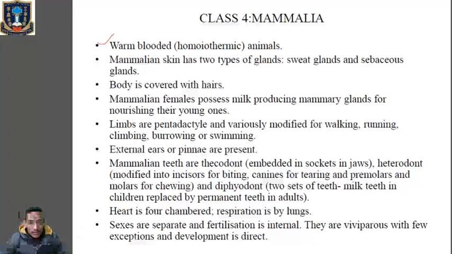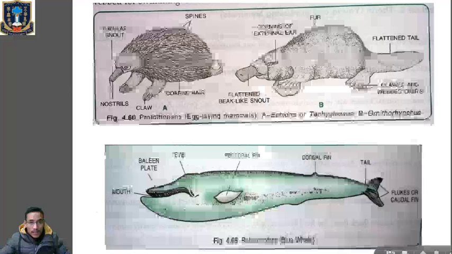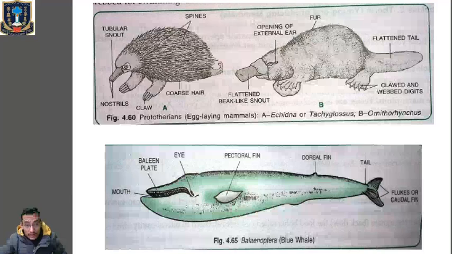So let's check out the examples of class Mammalia. You can see over here the egg-laying mammals. As we have told, mammals are viviparous, but there are a few exceptions. The exceptions are oviparous. Examples: Echidna or Tachyglossus, this one, and Ornithorhynchus. So these are the egg-laying mammals. Then we have the blue whale, the largest mammal, Balaenoptera.